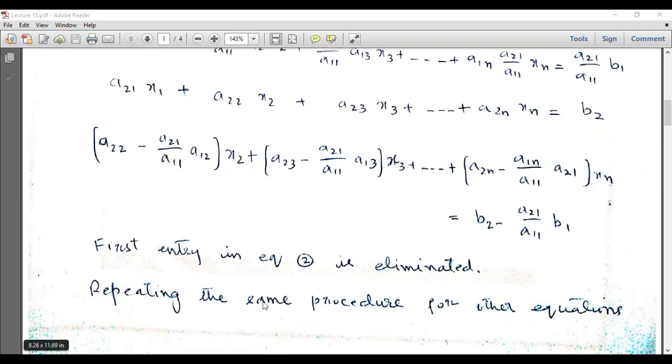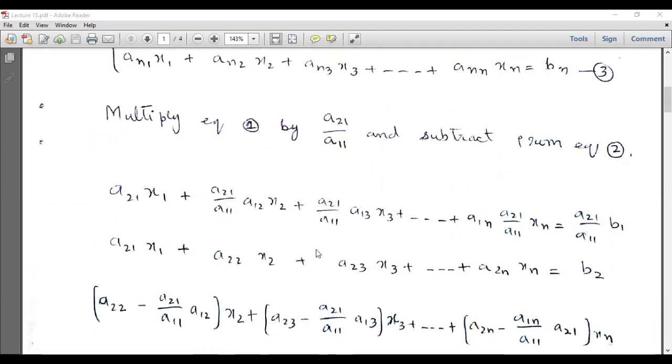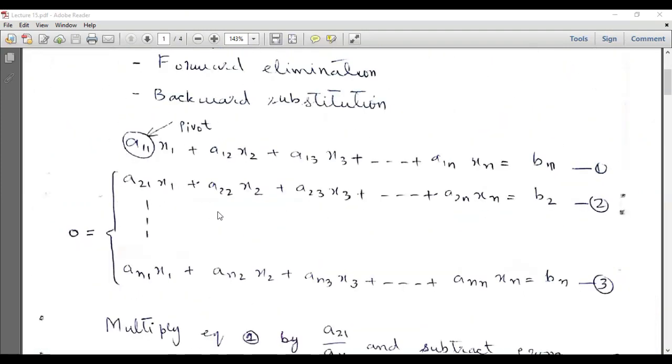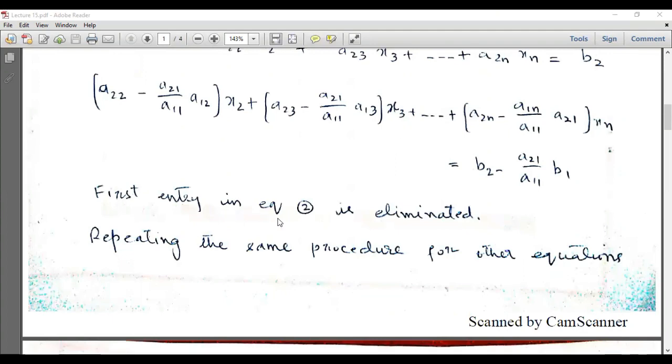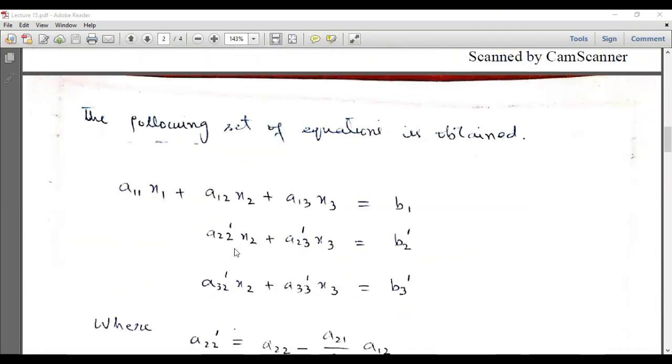So we will have to repeat the same procedure for the other equations as well. For the third equation, we will perform the same procedure, but we will multiply the first equation by a31 over a11, the whole equation, then subtract this equation from the third equation. Again, the first entry of the third row will become equal to 0, and all other entries will also change. And at the end, we will have such a set of equations.